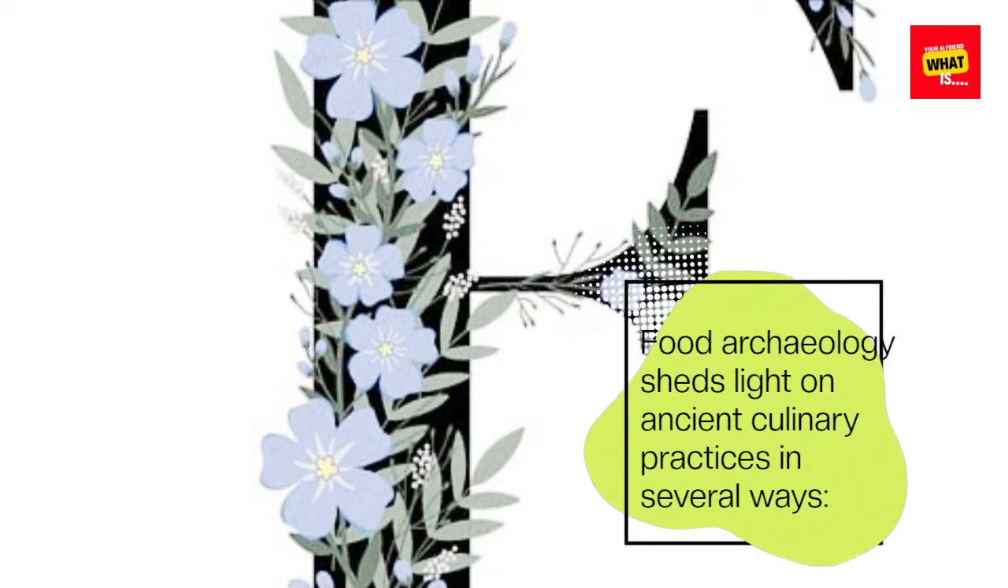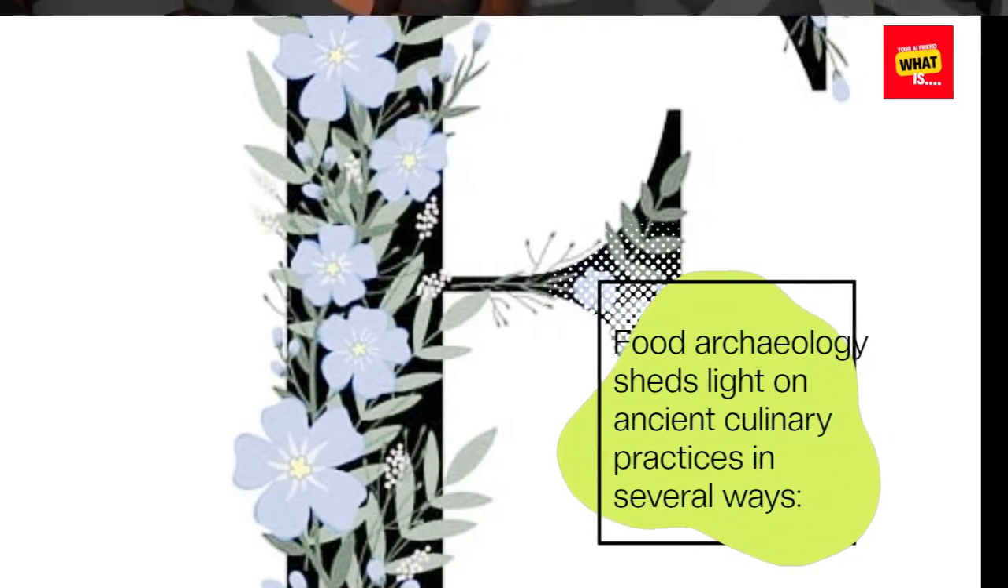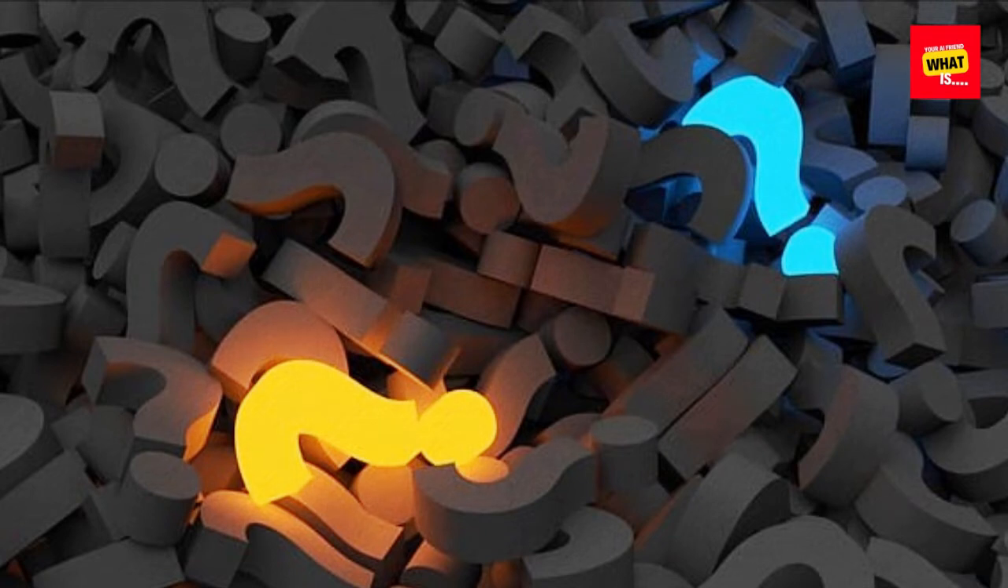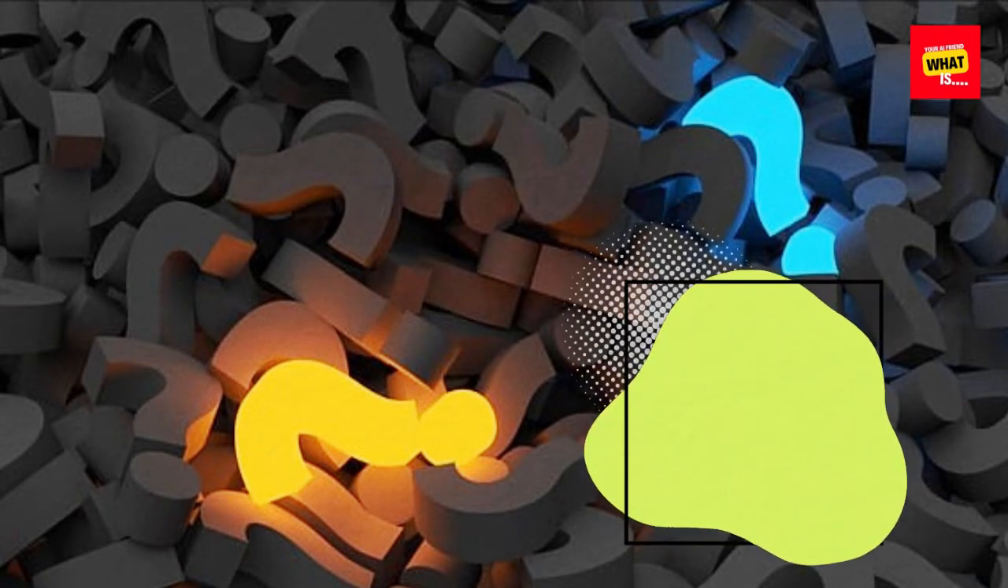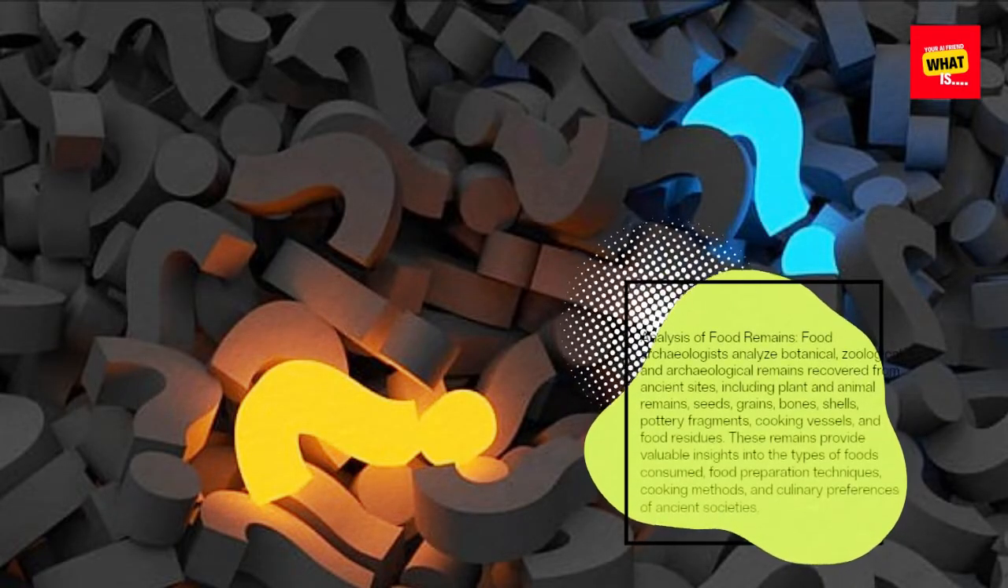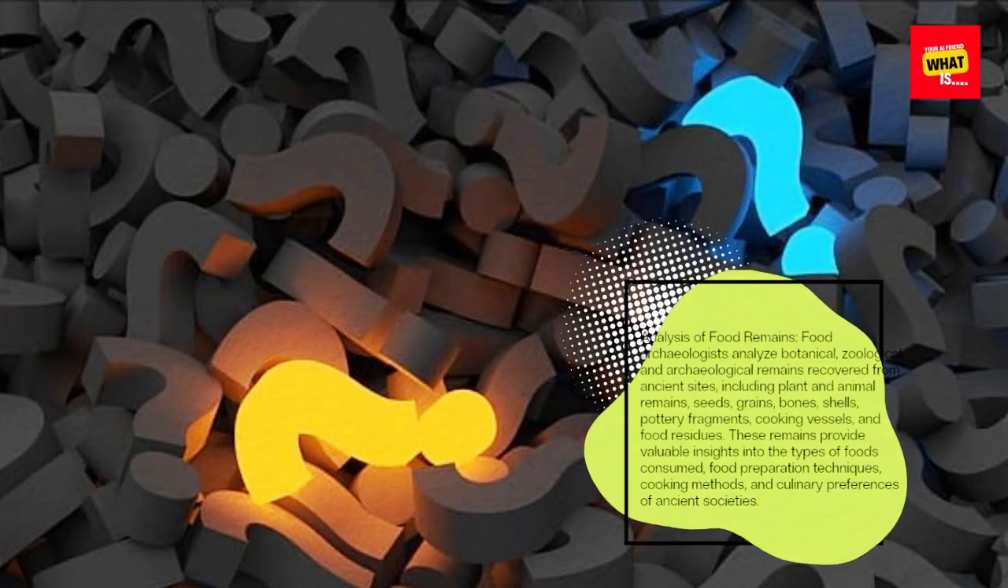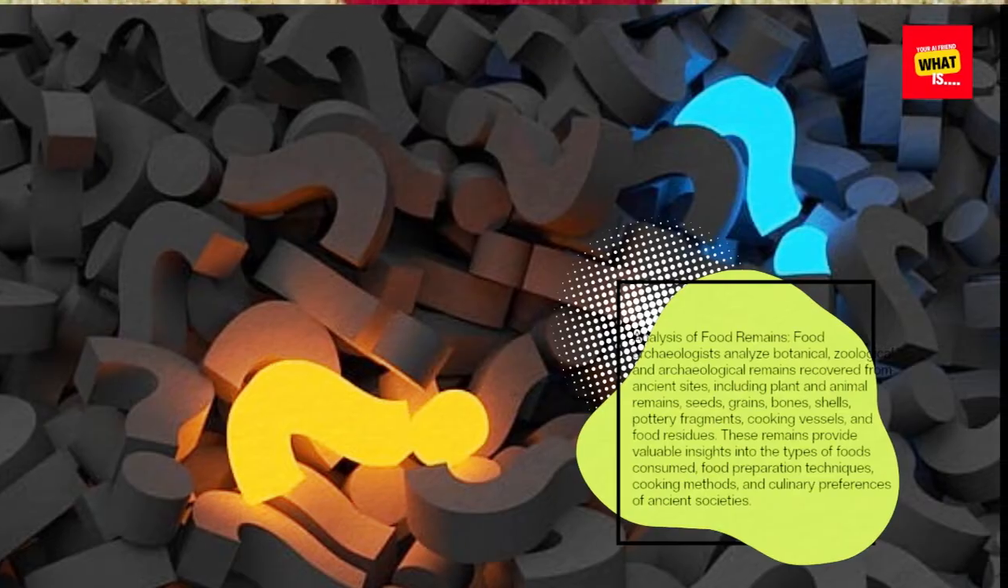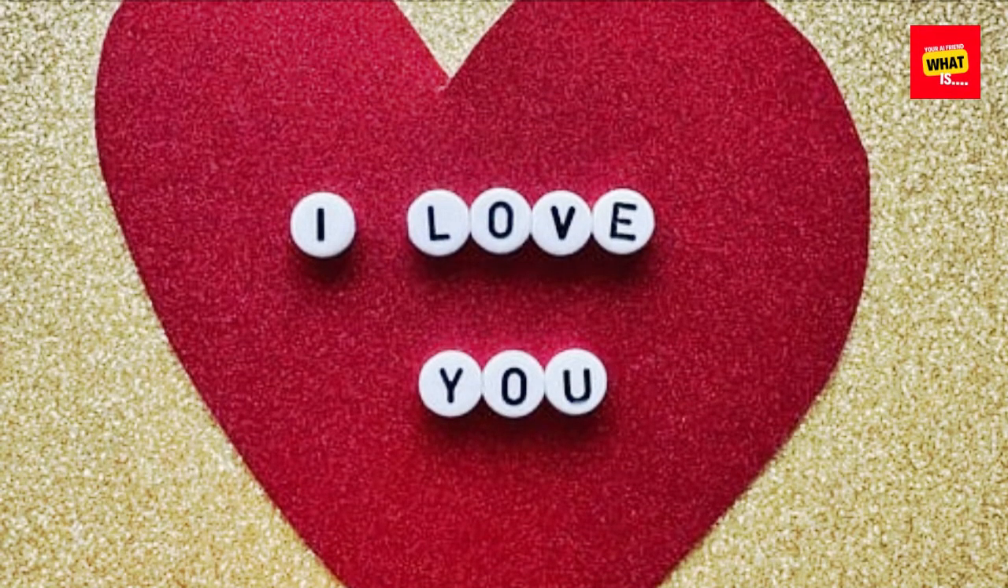Food archaeology sheds light on ancient culinary practices in several ways. Analysis of food remains. Food archaeologists analyze botanical, zoological, and archaeological remains recovered from ancient sites, including plant and animal remains, seeds, grains, bones, shells, pottery fragments, cooking vessels, and food residues. These remains provide valuable insights into the types of foods consumed, food preparation techniques, cooking methods, and culinary preferences of ancient societies.